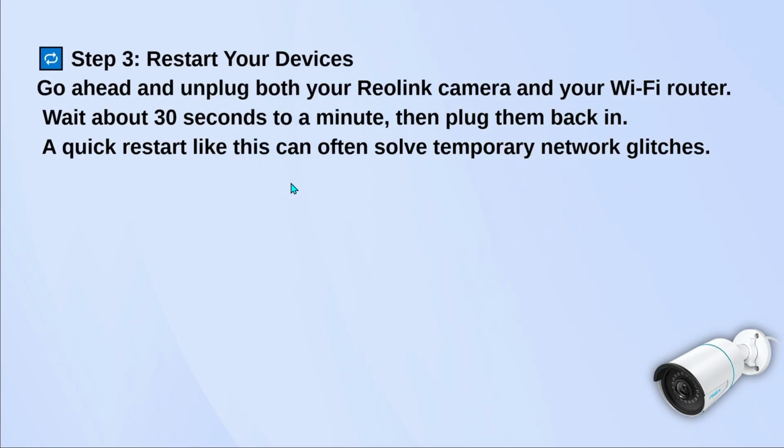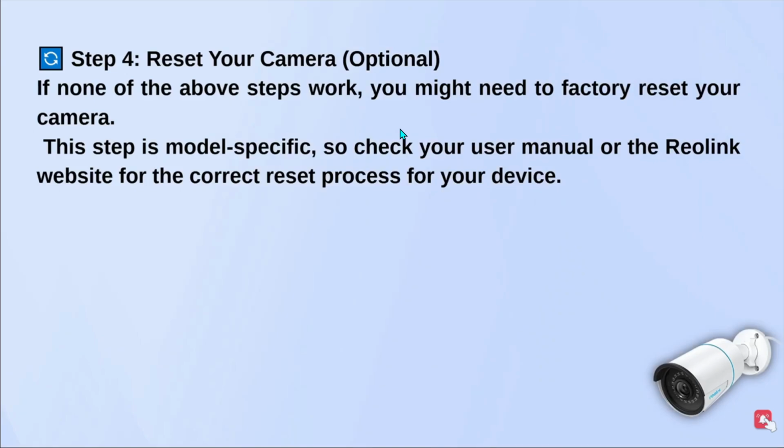If none of that works, your last option is to reset the camera. The reset process varies depending on which model you own, so check the user manual or Reolink's support page for the correct method. Keep in mind that a factory reset erases all saved settings, so only use this step if the earlier fixes didn't work. After resetting, you can set it back up from scratch, and most of the time the camera connects normally once everything is fresh and properly reconfigured.